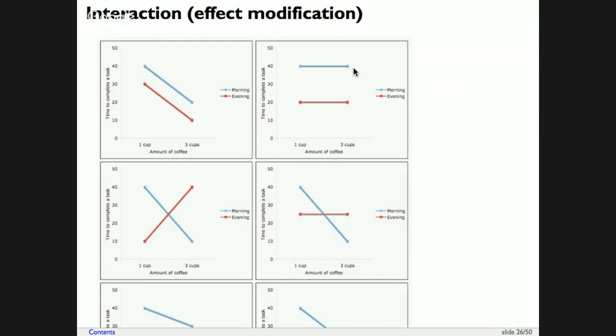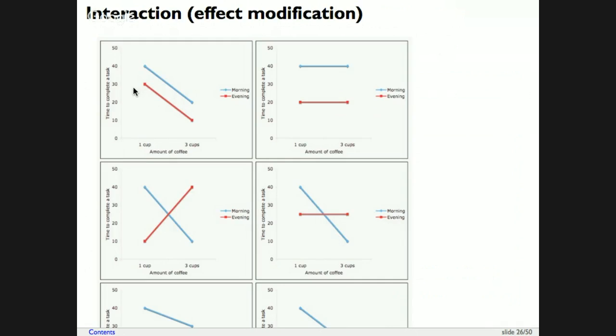This is an example I used for another course, so it's a little bit out of context, but I like it. This is an example of interaction or effect modification of the effect of coffee on your time to complete a task as it's modified by time of day.